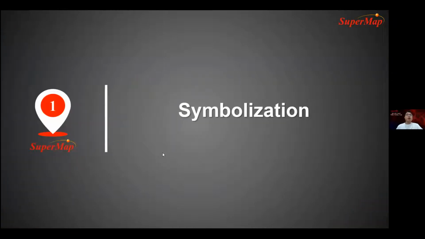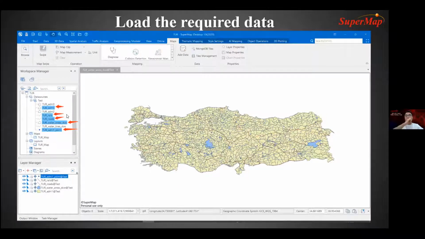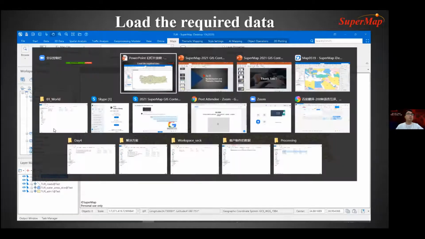For our country map, we will also follow these two methods. The first one, we will set some symbols. After we check the data, actually we will not use all of the data. We will select some specific layers. So here I will go to the software to show you, and I will open a database.